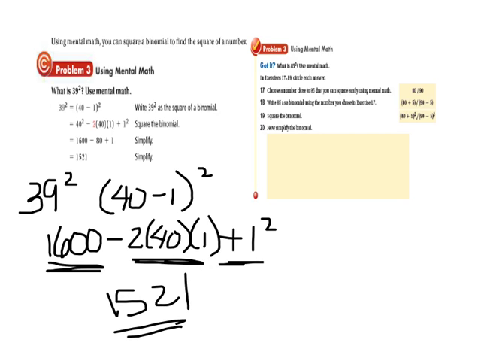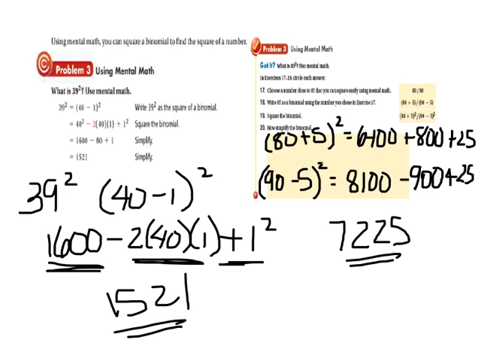Go ahead and give the got it a try. Alright, whichever method you chose as the easier one, you should have ended up with 7,225.